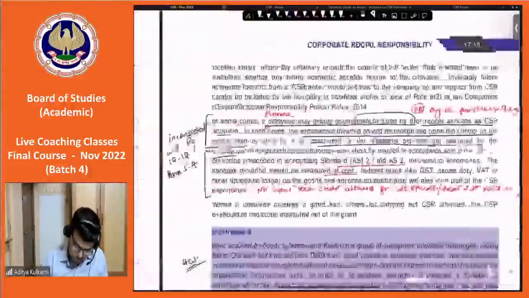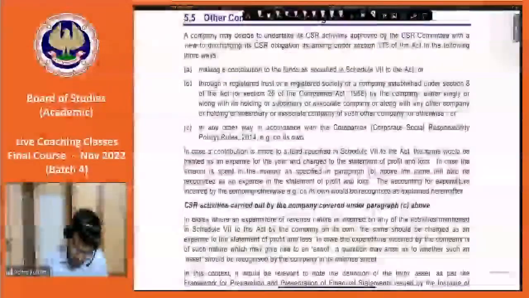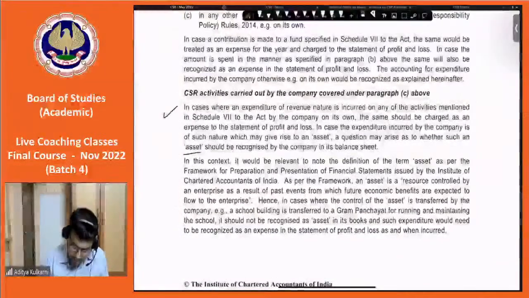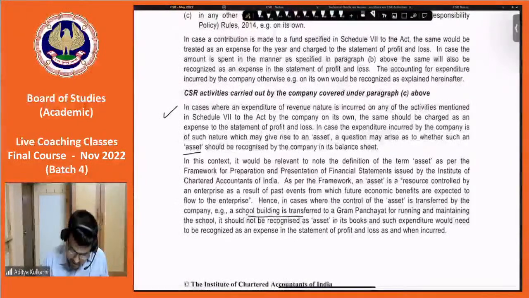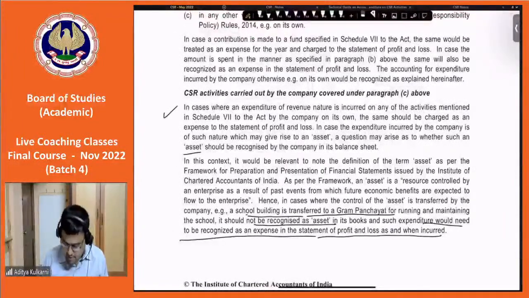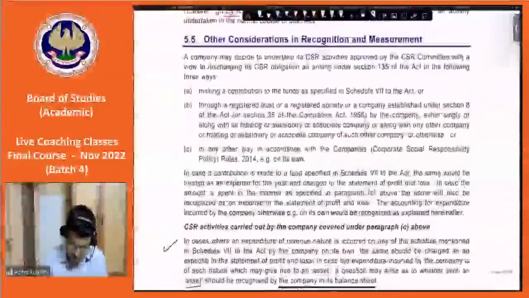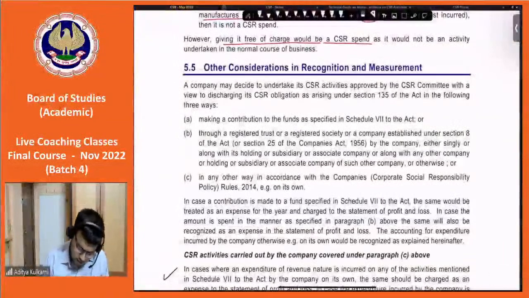Now, this takes care. We have done this part. This is all the capex which we have discussed. Asset, recognize it as an asset. If it is being transferred to a gram panchayat, do not recognize it as an asset, it needs to be recognized as an expense in the P&L as and when incurred. So read this. We have discussed this in that chart.